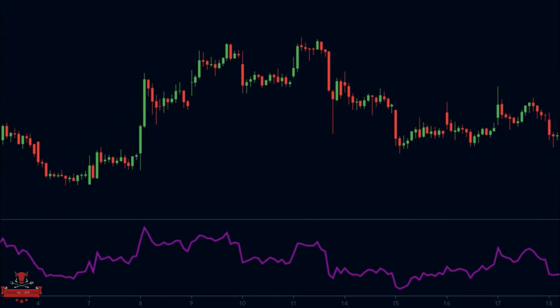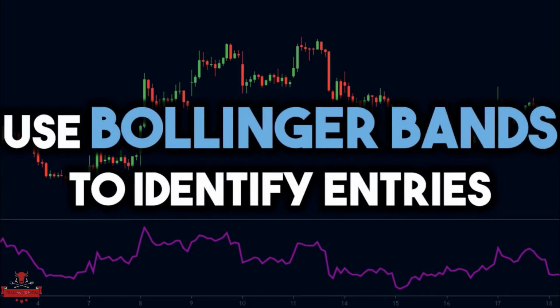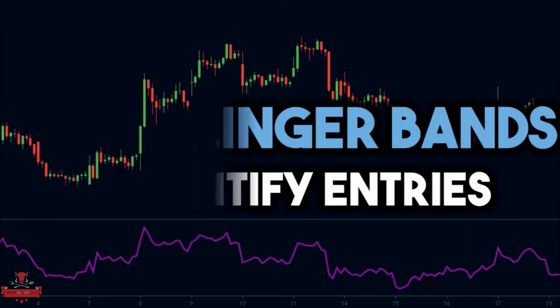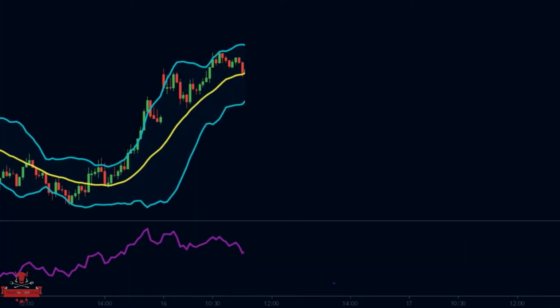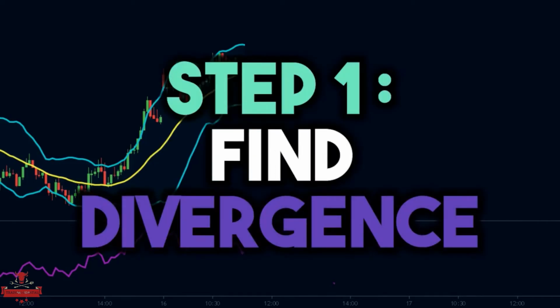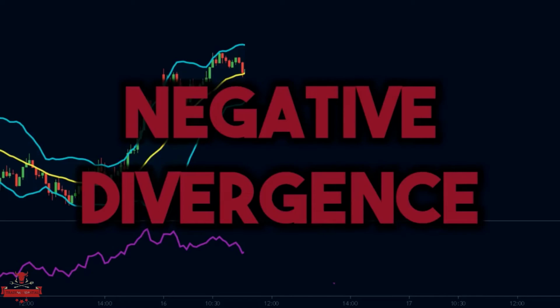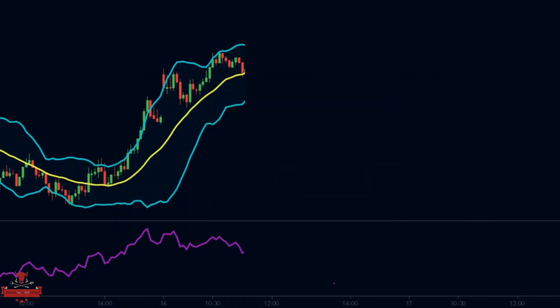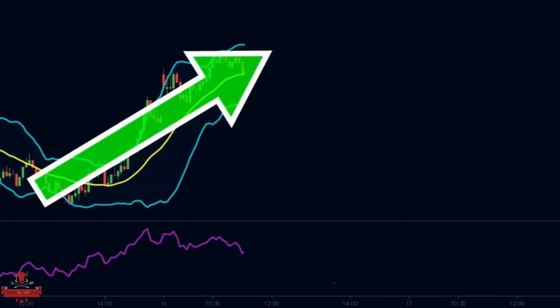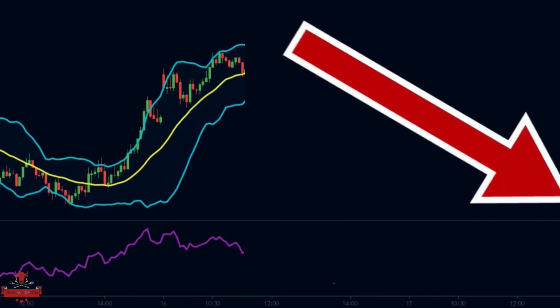Every divergence does not result in a reversal. Hence, we will use the Bollinger bands to identify our entries. Let's now dive into the strategy. The first step in our strategy is to find divergence. Look at this chart. Here we can see that the price has made higher highs. But look at the RSI, it has made lower highs. This is a negative divergence.